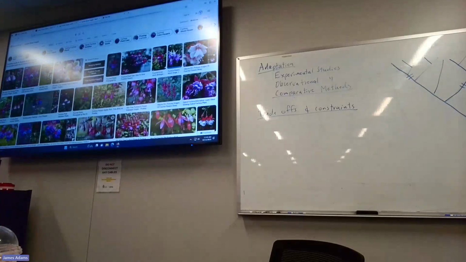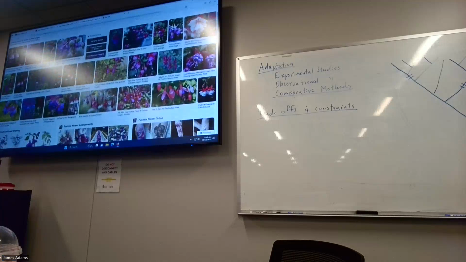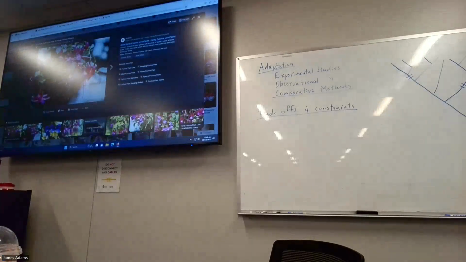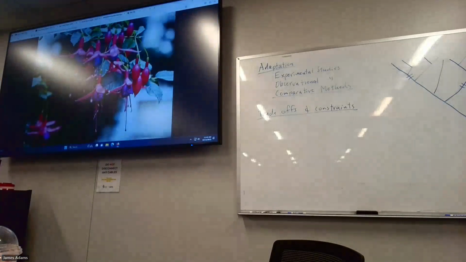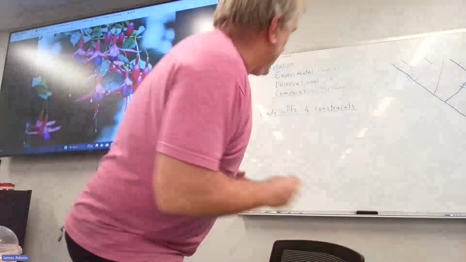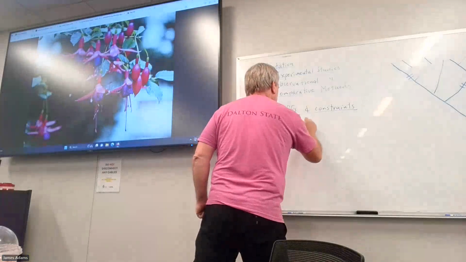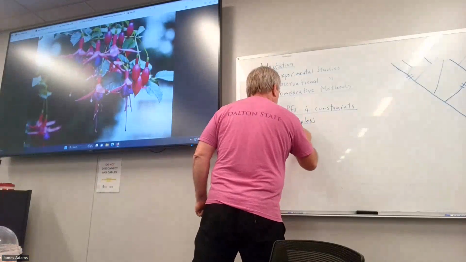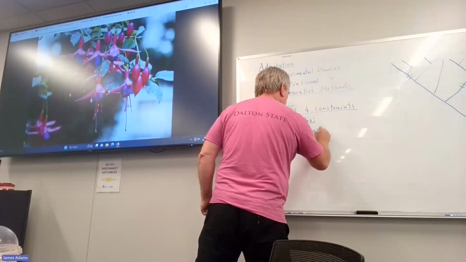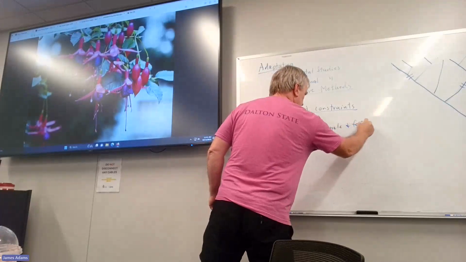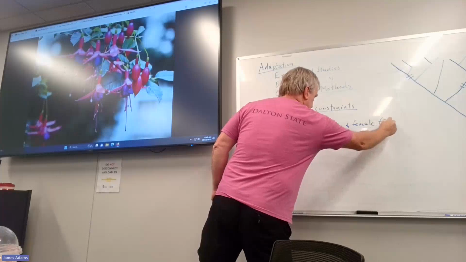Now, of course, all these images, which one do I want to choose? They're all lovely. I'll choose that one. This is a flower. Oh, I'll write that on the board. Examples. Begonia, male and female flowers.